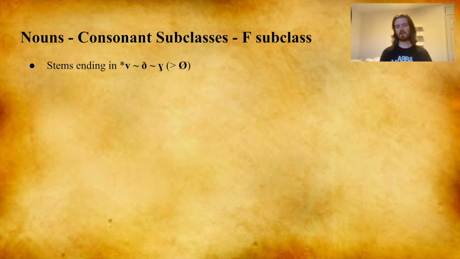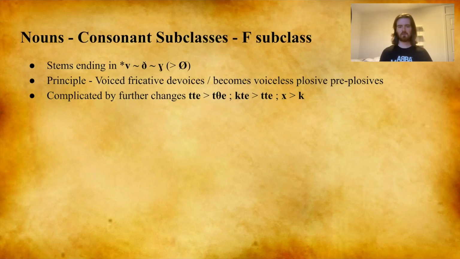Now let's look at the fricative subclass, because the fricative subclass is a little bit more complex. Historically, the fricative subclass was composed of nouns whose stems ended in a voiced fricative sound, the, or r. However, r eventually disappeared between vowels. The general principle is that voiced fricatives devoice or become voiceless plosives when they come before other plosives in the endings. However, this is made a bit more complex given further changes that occurred in Agēre's history, such that a double T followed by an E became tfe, the ending kte became te with a geminate T, and the voiceless fricative ch disappeared from the language entirely and became a k.